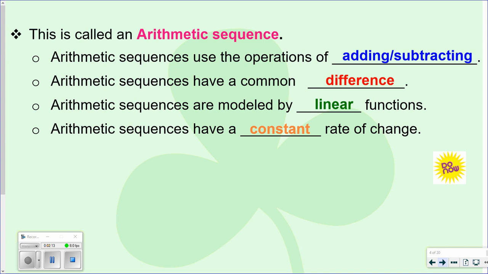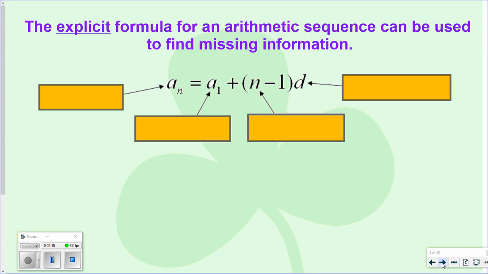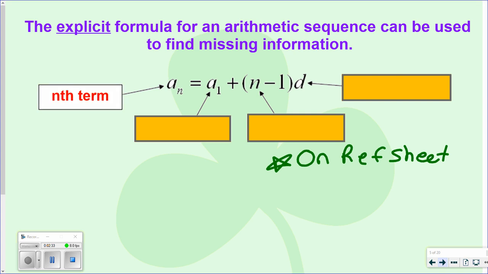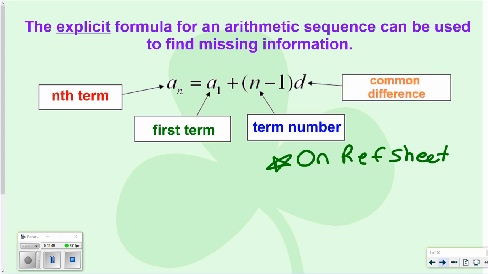Underneath that, there is a formula to find the explicit formula for any arithmetic sequence. This is on your reference sheet. You don't have to memorize it. You do have to understand it. A sub n stands for the nth term, and I'll explain more what that means. A sub 1 is the first term. N is the term number. And the d is your common difference.